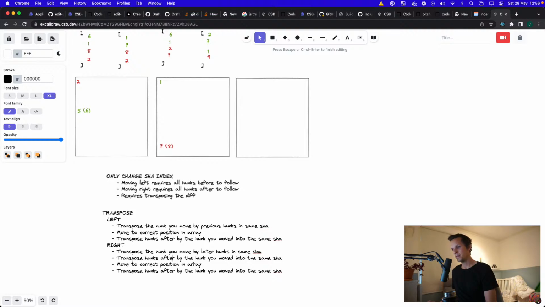Transpose hunks after. Transpose the hunk you move by later hunks in same SHA. Transpose hunks after you moved from the same SHA. So that means, since this was a removal, this goes back to 6 because we transpose that as well. And now this ends up here in the array. Transpose hunks after by the hunk you moved into the same SHA.